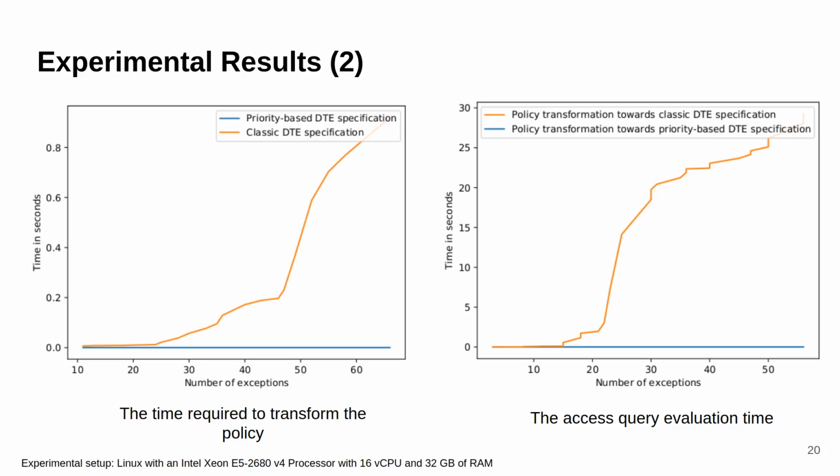The figure at the right compares the time needed by both classic DTO model and our priority-based DTO model for the evaluation of an access query. Our model drastically reduces the time needed for evaluating an access query as the number of exceptions in the policy to be deployed increases. This is due to the fact that in the classic DTO specification, the number of domains and types to be matched with an access query grows exponentially relatively to the number of exceptions.